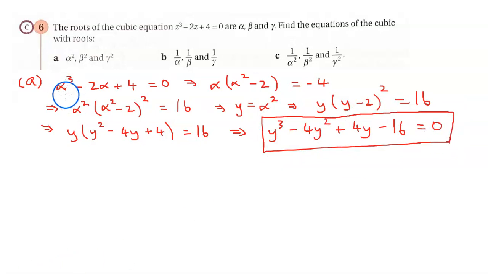And since there was nothing special about alpha in this context, what we did also works with beta and gamma, since they make this equation true, and no other values make this equation true, since there are only 3 roots of this equation. We have that y equals alpha squared, beta squared, or gamma squared is a solution of this equation here.